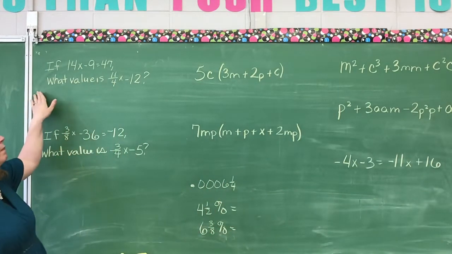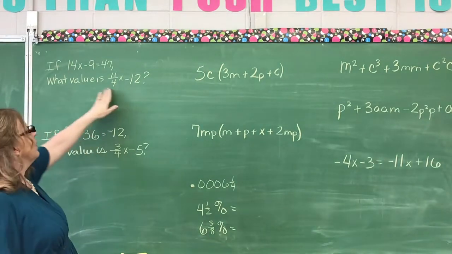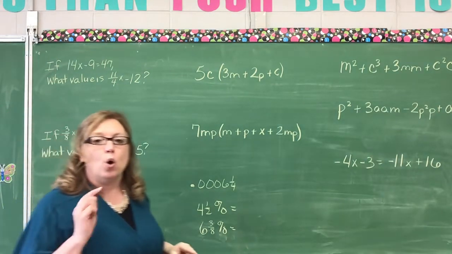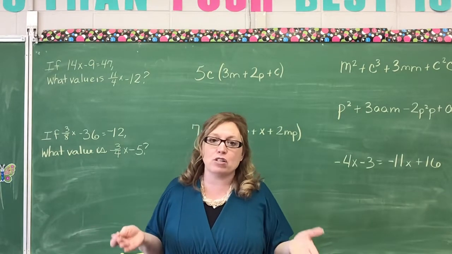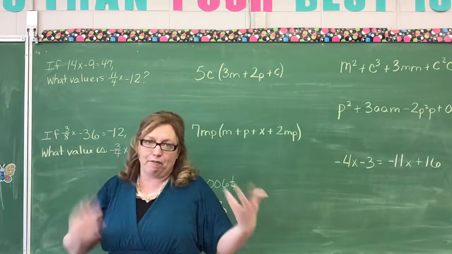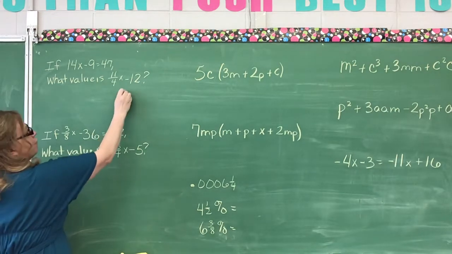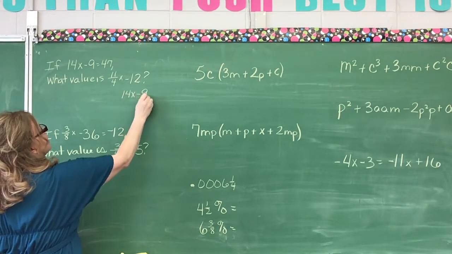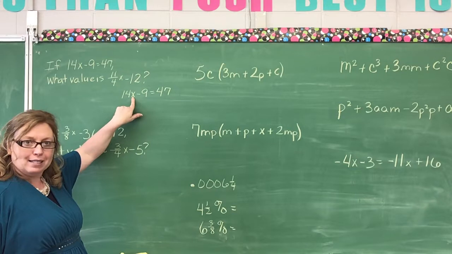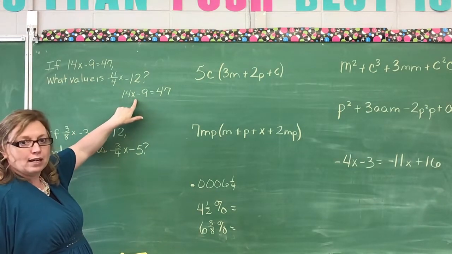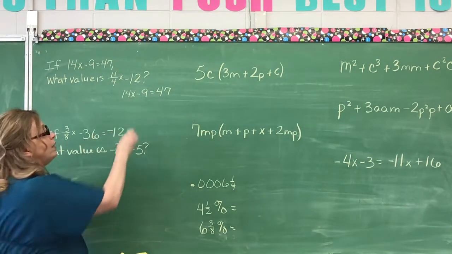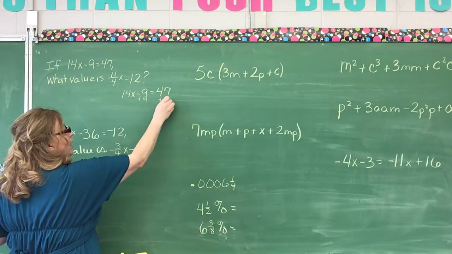If 14x minus 9 is 47, what is the value of 11/4 x minus 12? Well, the first question is, which equation can I answer? I can answer the first question because it has a value assigned to it, okay? So we have 14x minus 9 equals 47. So what are we going to do? Our goal is to get x by itself. We have a coefficient with our x, and we have a constant. Let's get rid of the constant. It says to subtract 9, so we're actually going to add 9. I'm going to write it down so everybody sees it.